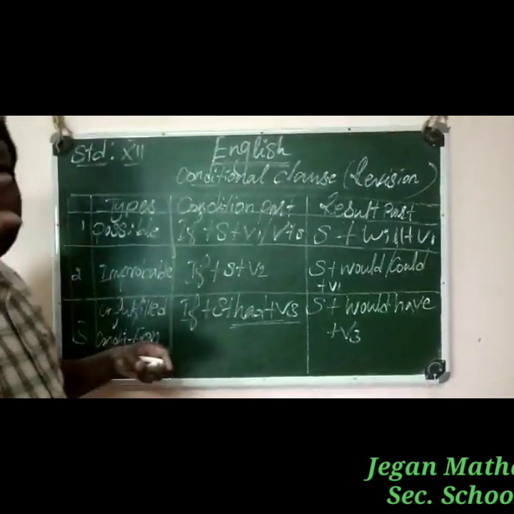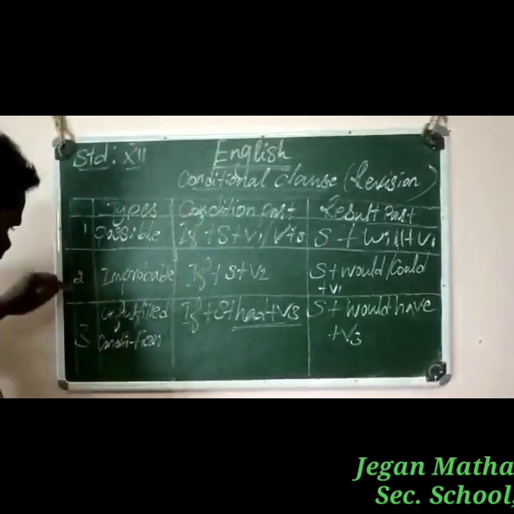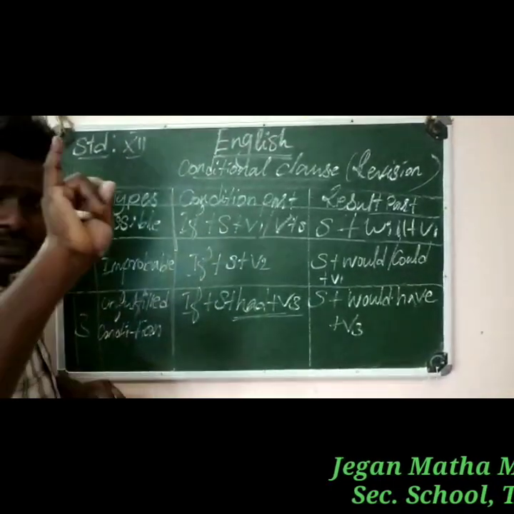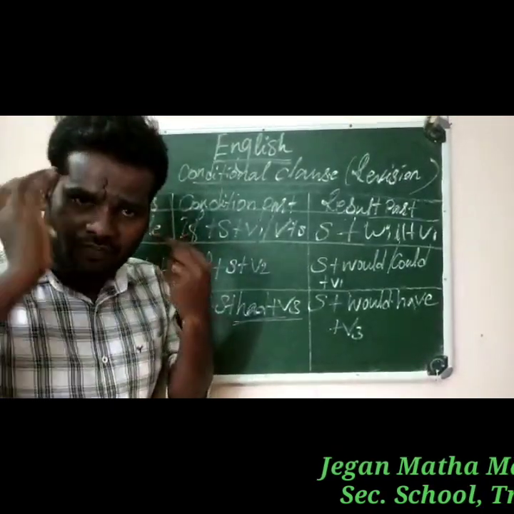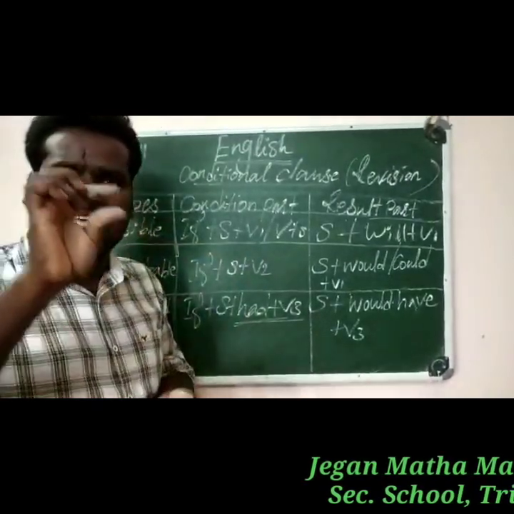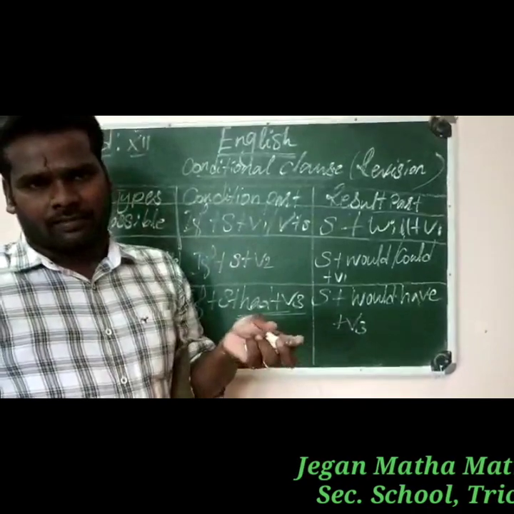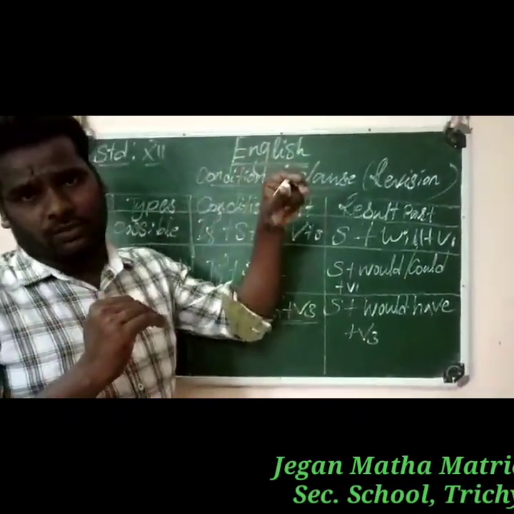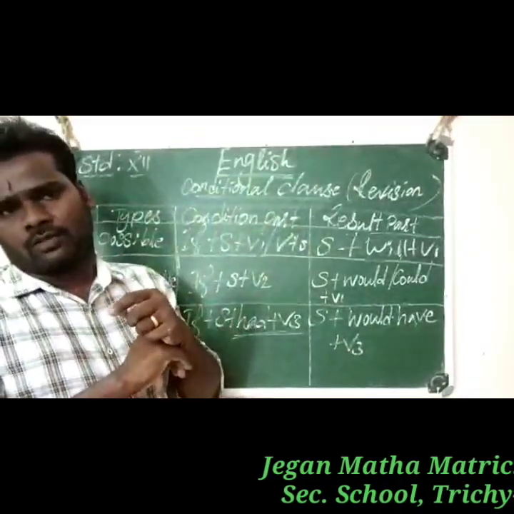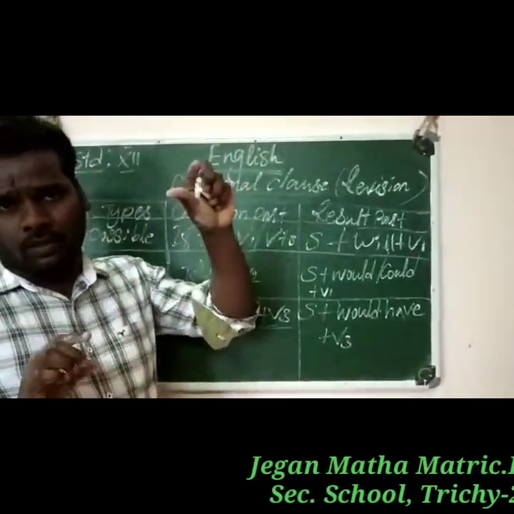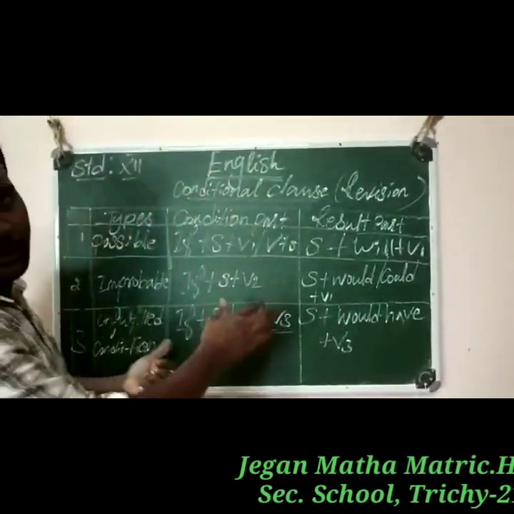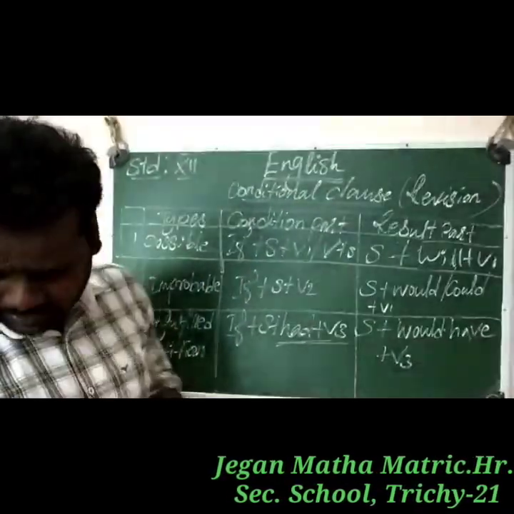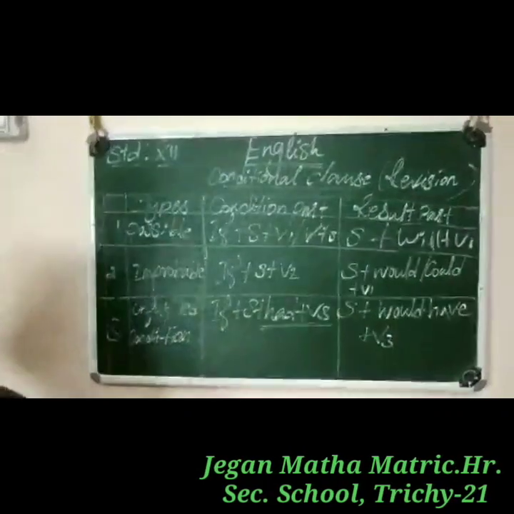Another one, the zero type. First, second, third are very important. Zero type is universal truth, otherwise scientific facts. If you heat the ice, it melts. It will melt is wrong. So that is universal truth or scientific facts. If we have it, that is the zero type. Of these types, the first three are very important for us to learn. Just let us learn that. I will give you sentences for examples.